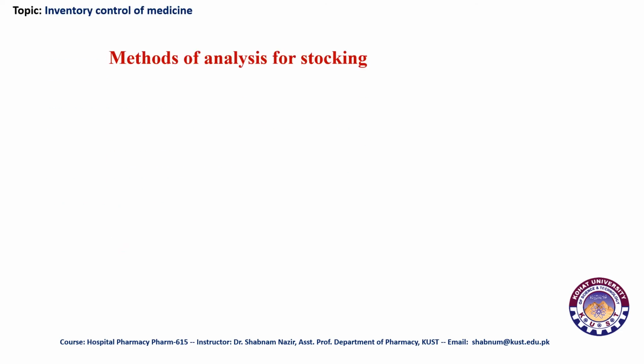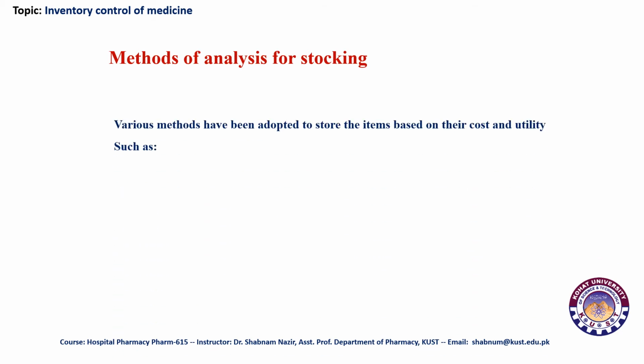Various methods of analysis for stocking are used because inventory control is a proper procedure, and it involves certain methods for the analysis of stocking. In this regard, various methods are used, including the ABC system of analysis, the VET system of analysis, and the HML system of analysis. There are many others, but the most frequently and popularly used are the ABC and VET systems of analysis. So we will focus on these two systems.